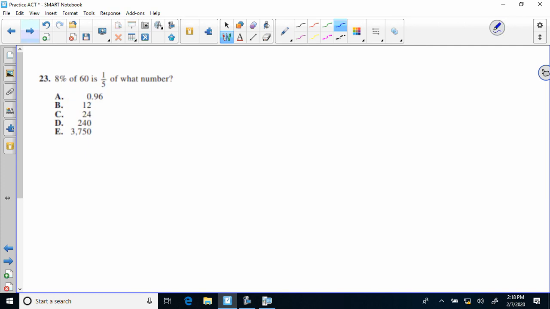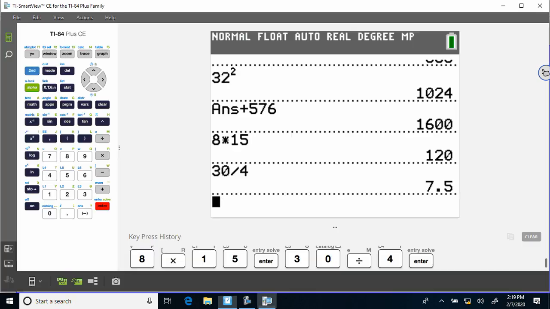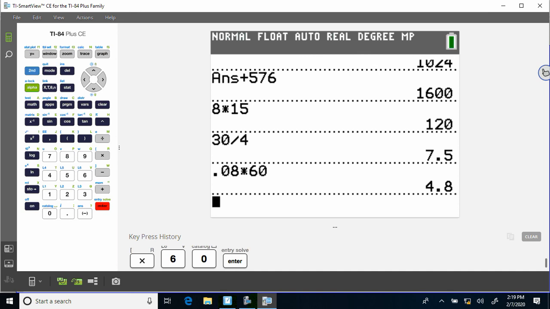It says 8% of 60 is 1/5 of what number? Cool. So what's 8% of 60? So 8%, if you have to move your decimal over 2, you do 0.08 times 60 and figure out what that is. So you can take your calculator and do 0.08 times 60, and it'll give you 4.8.